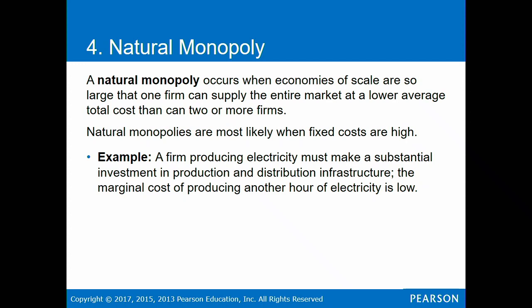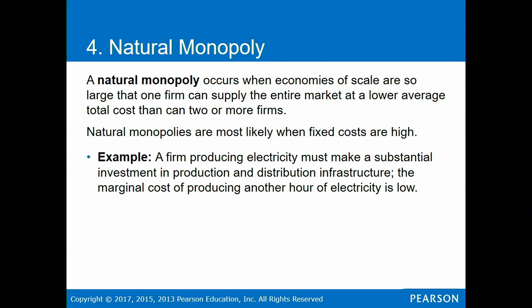The final example is a natural monopoly. Natural monopolies occur when the economies of scale that we talked about 2 chapters ago are so large that one firm can be a monopolist. They can supply the entire market at a lower cost than 2 firms could, or 3 firms could, or 4 firms could. So when we have very high fixed costs, natural monopolies are likely to occur.